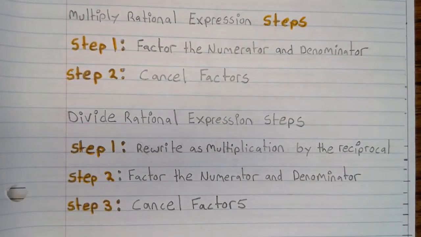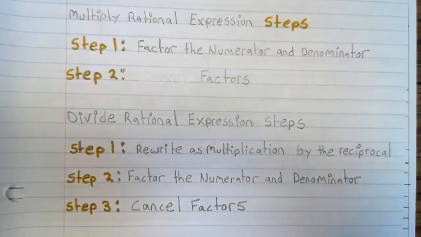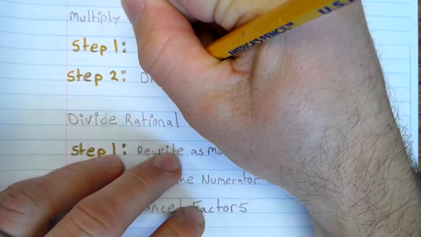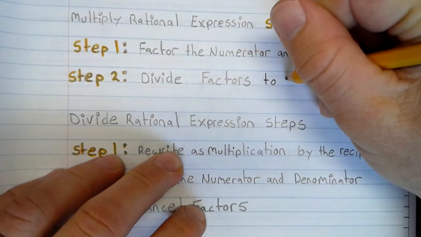Multiply rational expression steps. Step 1, factor the numerator and denominator. Step 2, cancel factors. And I would say actually changing cancel factors to divide factors to become 1.